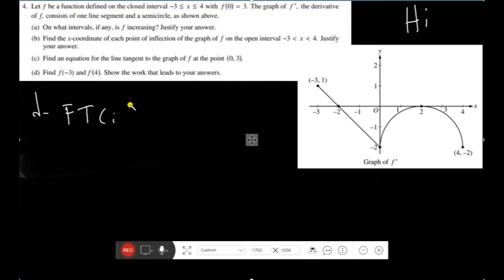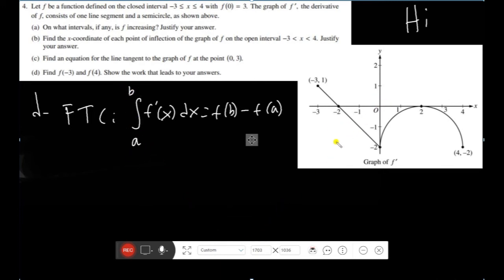So what the fundamental theorem of calculus says is, if we're integrating from a to b of f prime of x, that's equal to f of b minus f of a. We're going to use that a lot in this part of the problem, so make sure you have a good grasp of that. To find f of -3, we're going to use -3 and one other point and plug those into a and b.